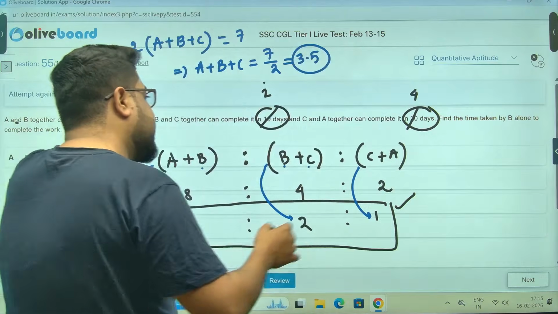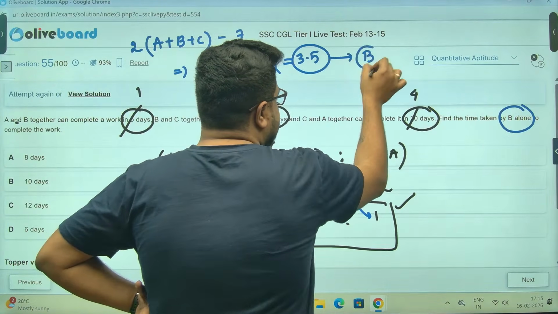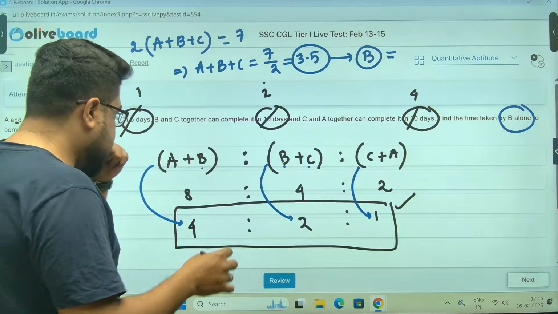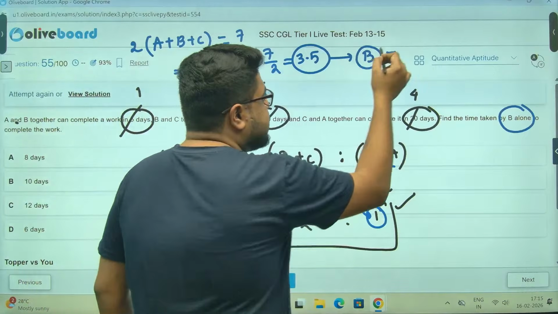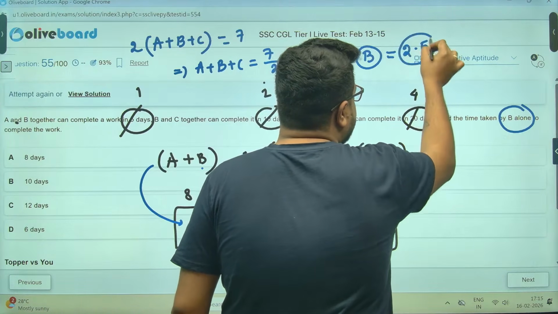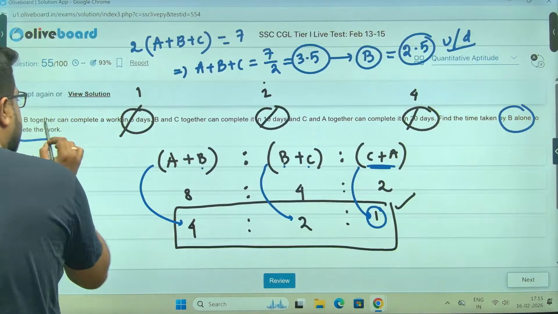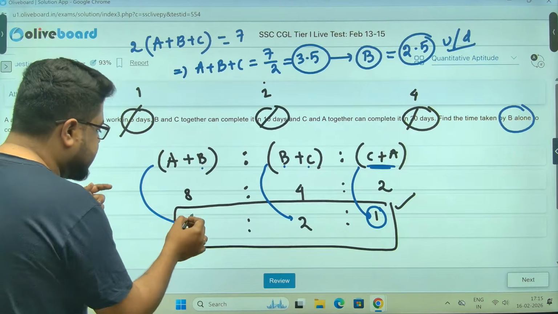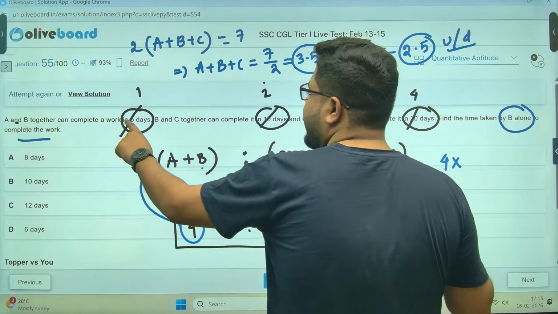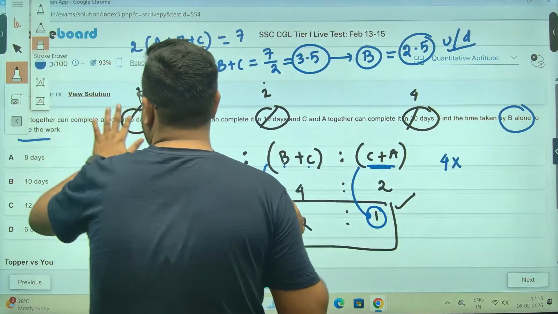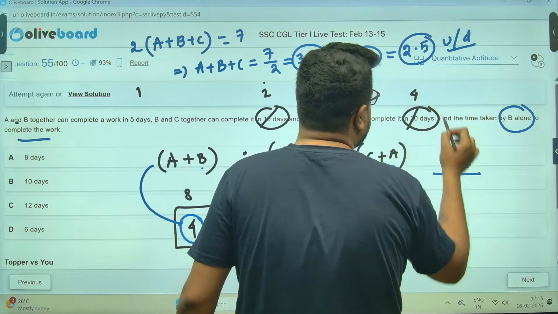Now they are asking about what? B alone. Sir, how to find that out? So to find B alone from this equation of A plus B plus C, you subtract C plus A. Then B will remain. So that is 1. So if you just subtract, you will get B can do 2.5 units a day, sir. That's the efficiency of B. Now, complete the total work. Sir, what will be the total work? So let's say I'm taking A plus B. They can do 4 units a day and they are taking 5 days to complete the work. So total 4 into 5, divided by who will do this work?